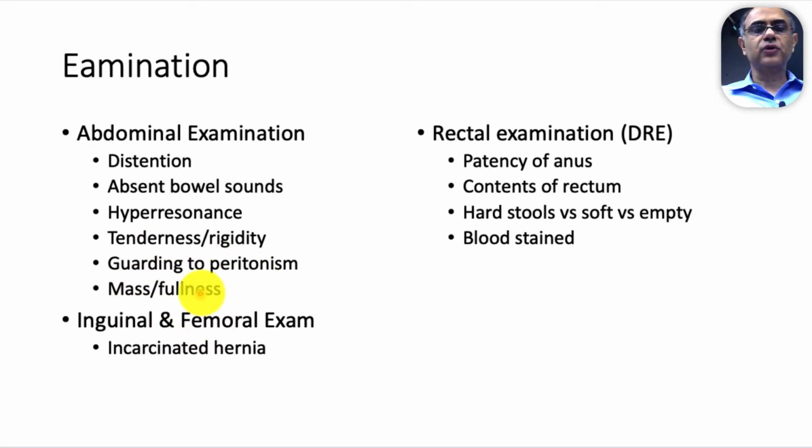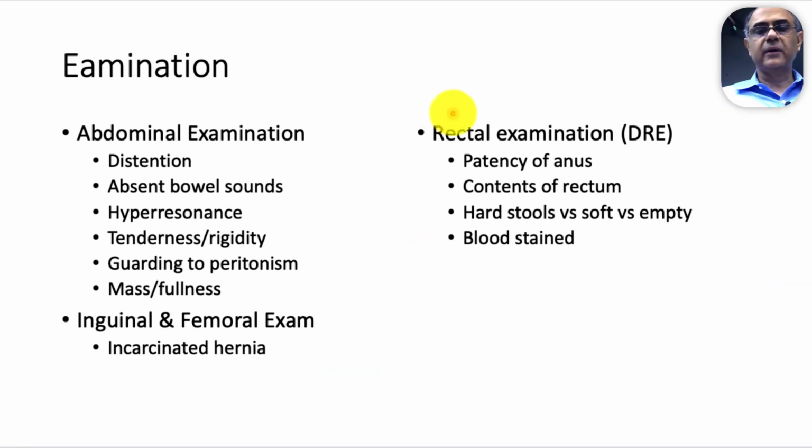If there are any associated masses or tumors, you may be able to feel them in the right iliac fossa, in the mid-epigastrium, or in the umbilical region. Never forget examination of inguinal and femoral hernias whenever you're doing an abdominal examination, especially if you are examining for intestinal obstruction. If you have not exposed the inguinal orifices, you will miss the inguinal hernia.